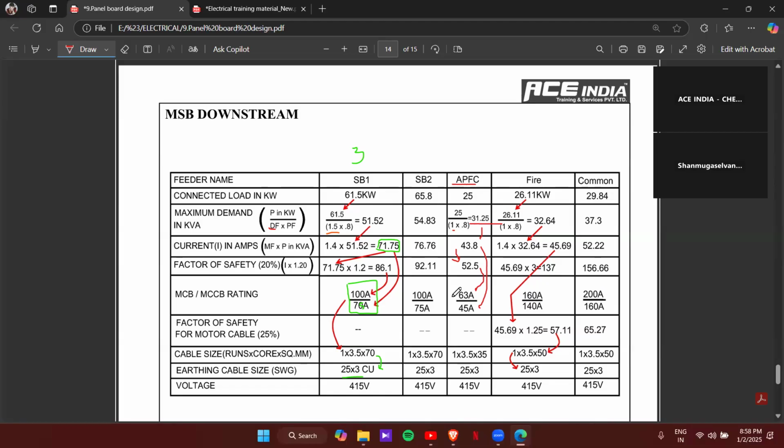And based on 63 ampere, we'll go for what? Yes, the cable size. Again, above 50, so 3.5 core itself. Then finally the earthing. So that's it. And finally the two motor panels. Again, the motor panel, as usual, we have done.